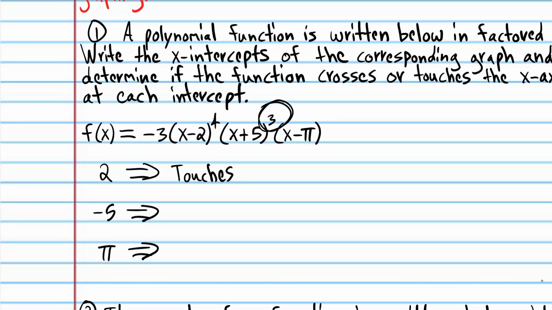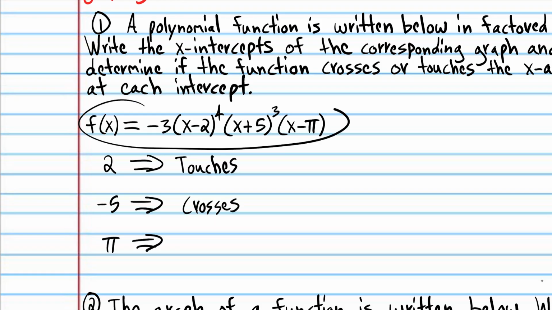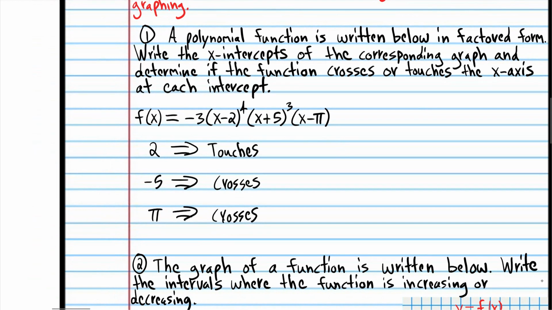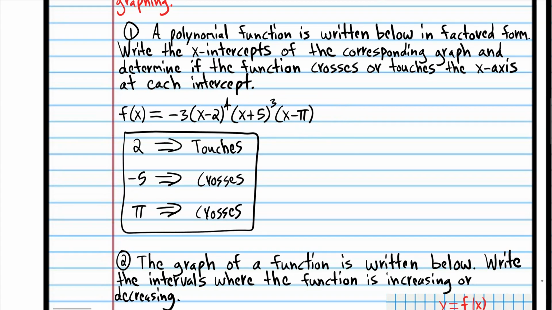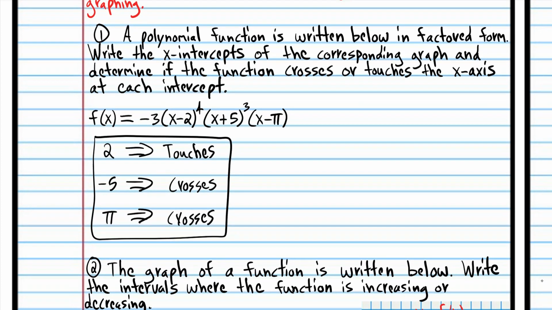If we have an odd number, in the case of this x-intercept, or that 0, then that means that the corresponding graph, if we graph this polynomial, it's going to cross the x-axis at -5. And here we have 1 as the multiplicity. So that's again another odd multiplicity, so that means that the corresponding graph of this function crosses when x is equal to pi. So if you got that right, excellent.